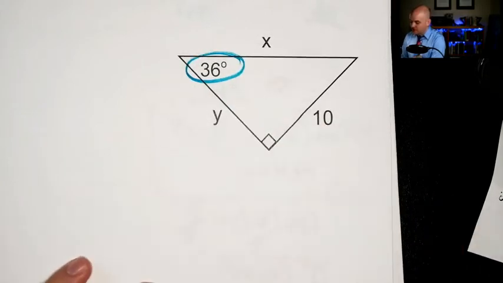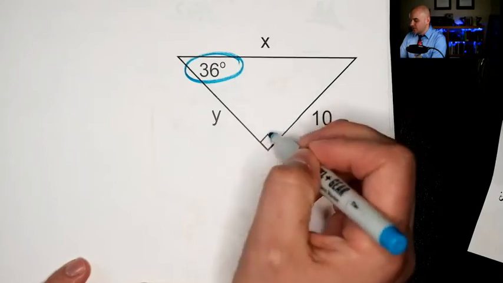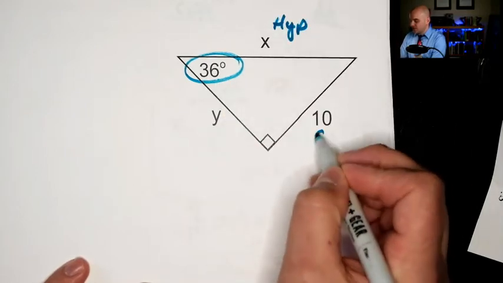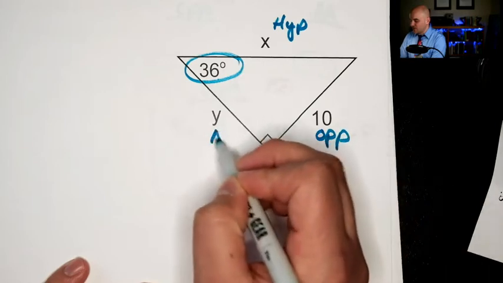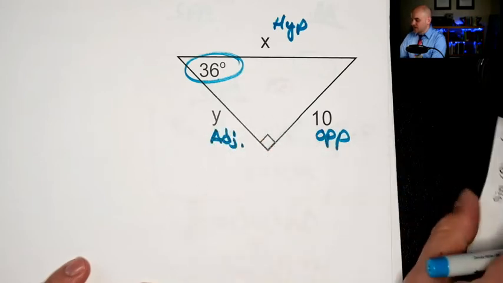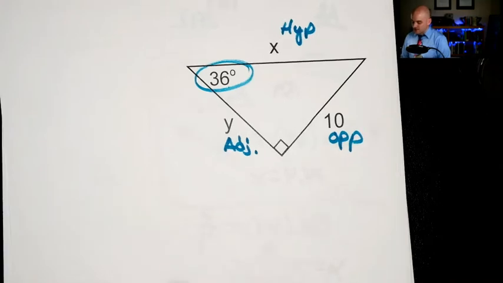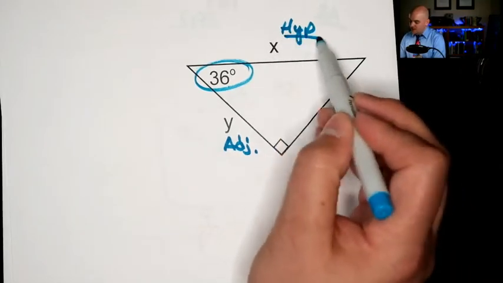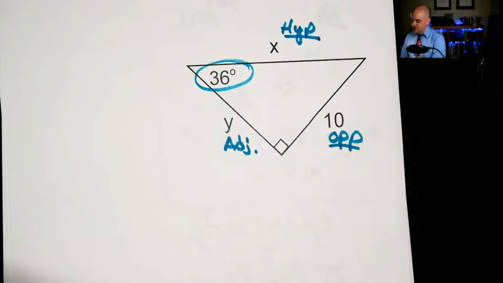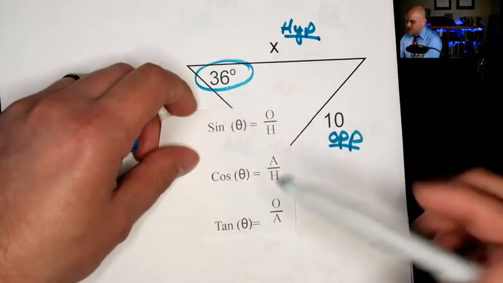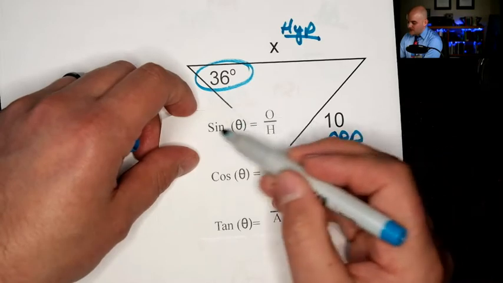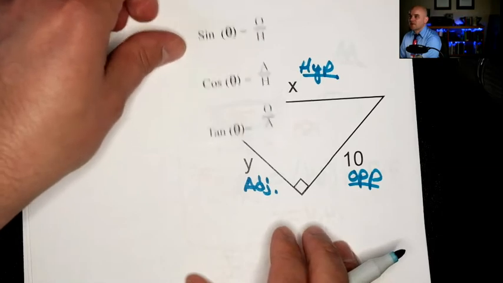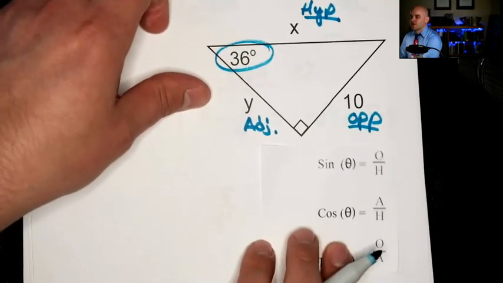Let's start off by looking at our angle and labeling our sides. Across from the 90 is the hypotenuse. Across from the angle is the opposite side. And the only one left over is the adjacent side. So let's solve for x first, because that's what we've been doing the whole video. We've got the hypotenuse and we've got the opposite. Looking at our trig functions, hypotenuse and opposite, the only one that deals with that is the sine function.